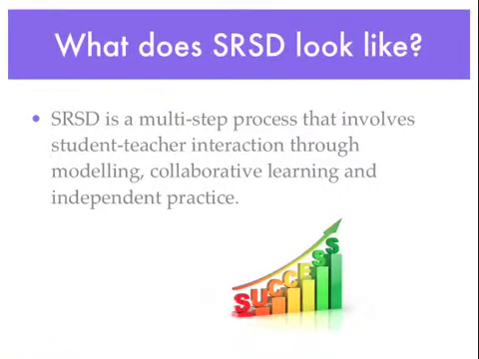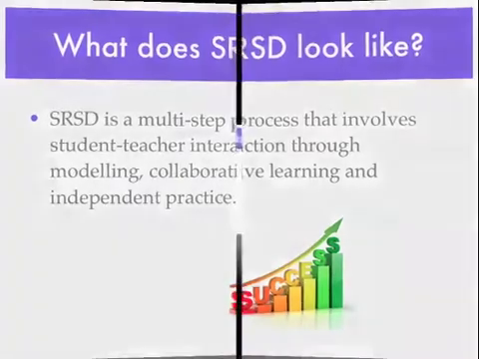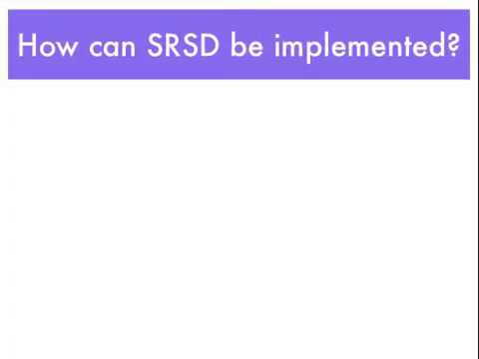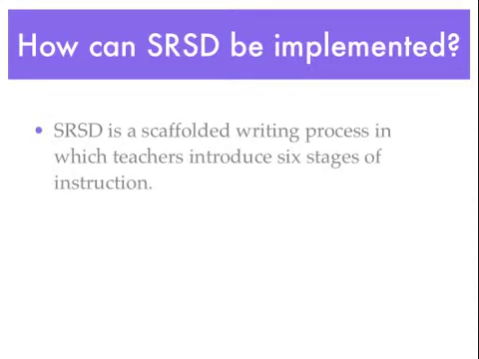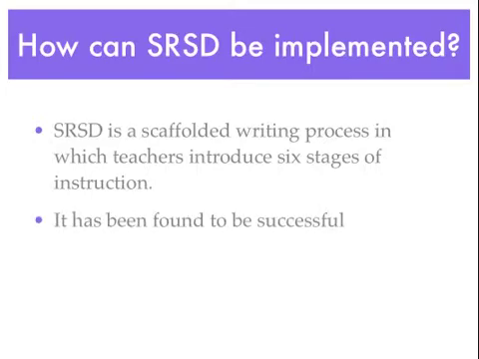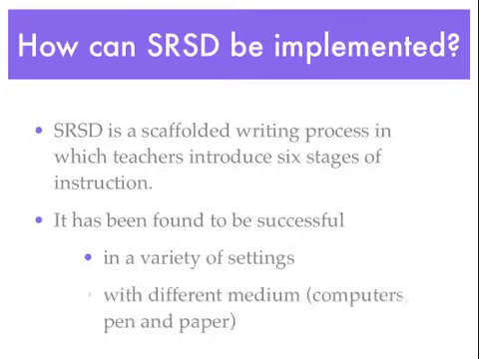What does SRSD look like? SRSD is a multi-step process that involves student-teacher interaction through modeling, collaborative learning, and independent practice. How can SRSD be implemented? SRSD is a scaffolded writing process in which teachers introduce 6 stages of instruction. It has been found to be successful in a wide variety of settings and with a variety of different mediums.